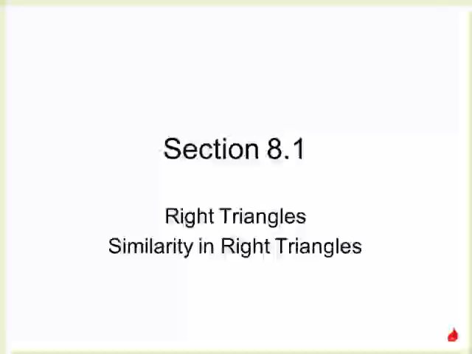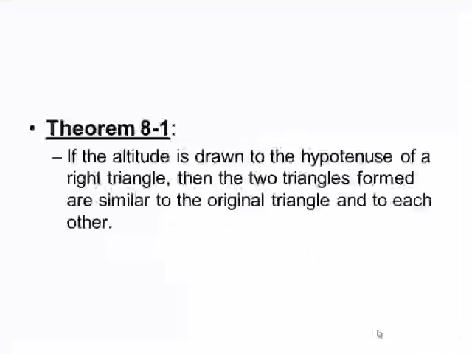Today we're going to be talking about right triangles and similarity in right triangles. We talked about similarity before break, and so we're going to be working back with that idea of similar figures. Our first theorem, our only theorem for today, says if the altitude is drawn to the hypotenuse of a right triangle. So we're going to start by drawing ourselves a picture here.